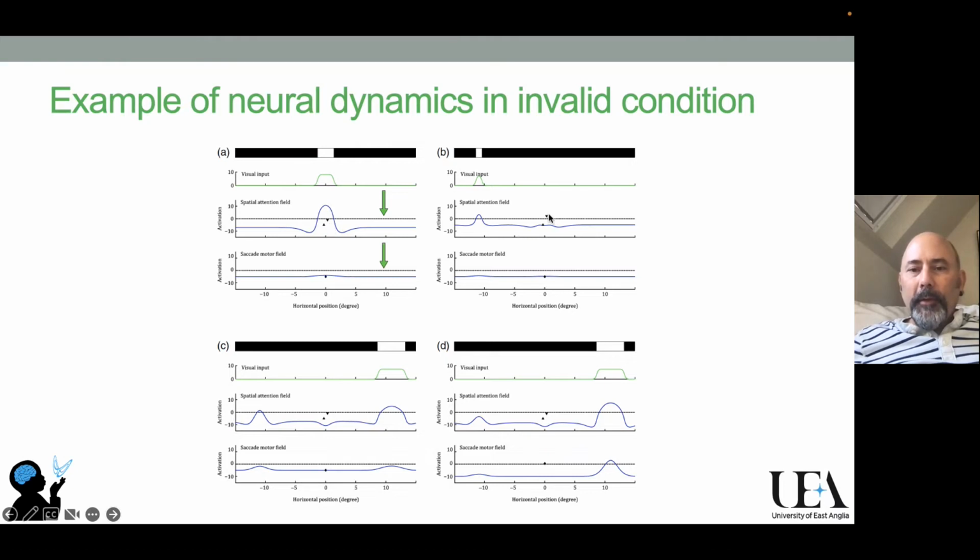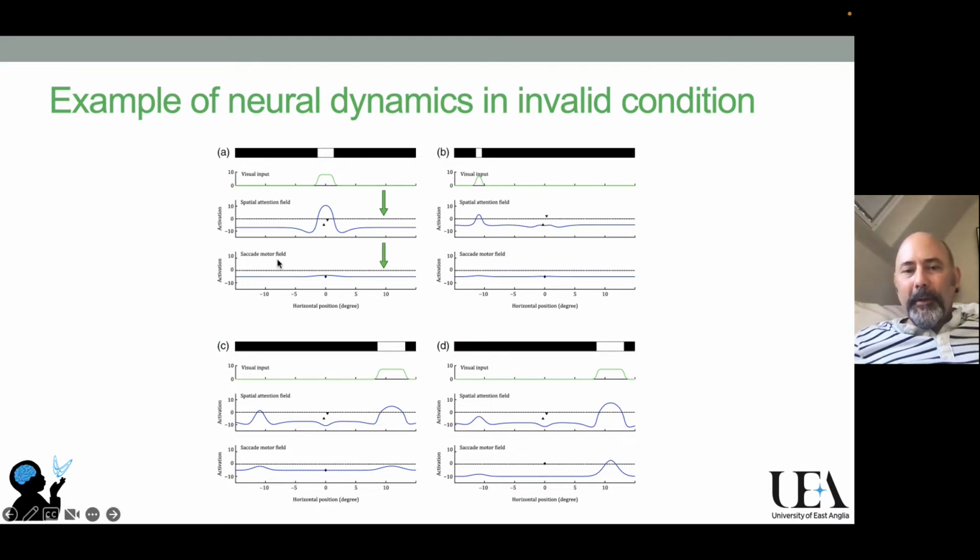And as you can see, that's going to go above threshold in the next time steps. You can see the activation in the fovea does not ignite a peak in the saccade motor field, because if you're currently looking at the fovea, you don't need to make an eye movement because you're already at the target you're fixating. So no robust activation in the saccade motor field.